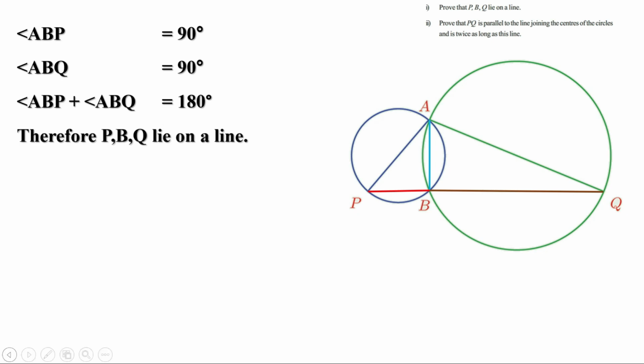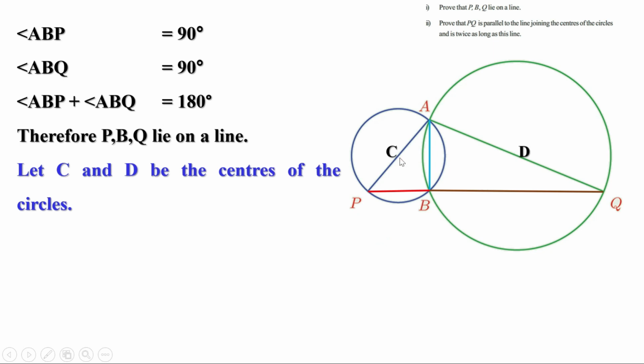Now the second part: prove that PQ is parallel to the line joining the centers of the circles and is twice as long as this line. Let C and D be the centers of the circles. Let C be the center of this small circle.